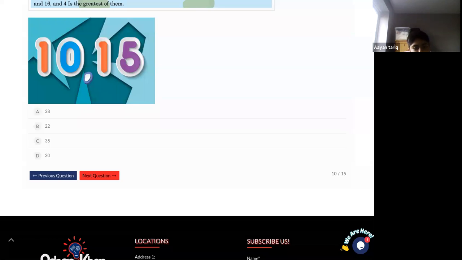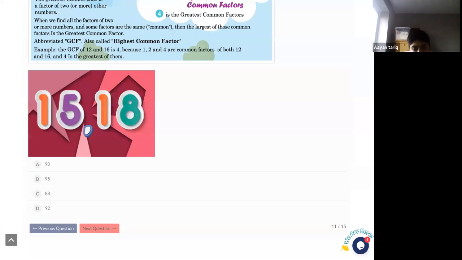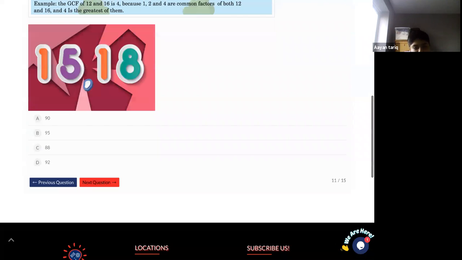So 10 can go into 30 how many times? 3 times. And 15 can divide into 30 how many times? Twice. Yes, good, well done. And let's do this one as well. So same thing, lowest common multiple. Take your time.